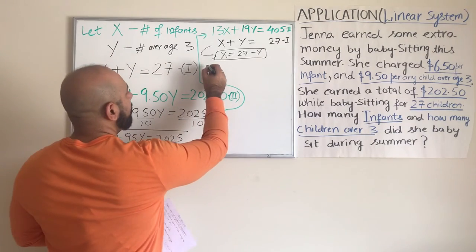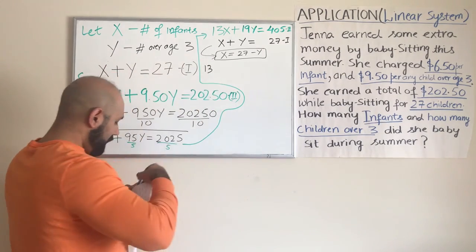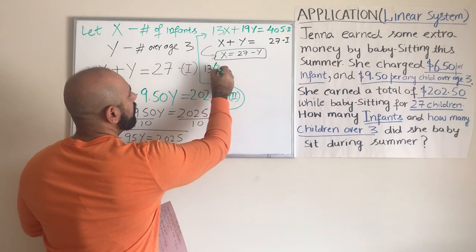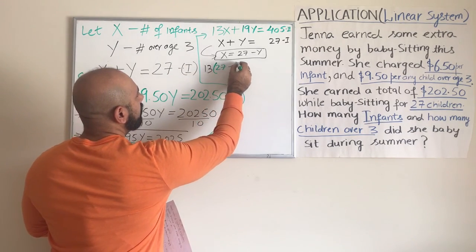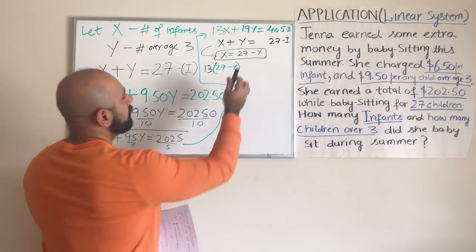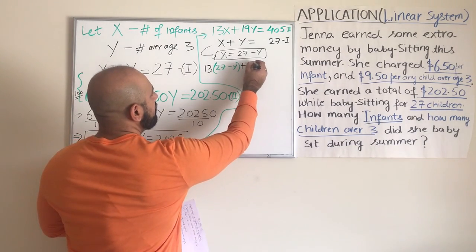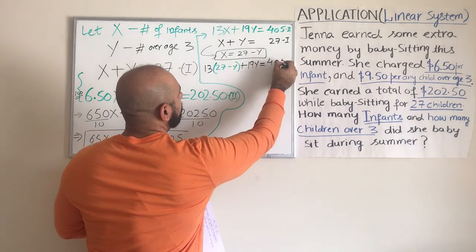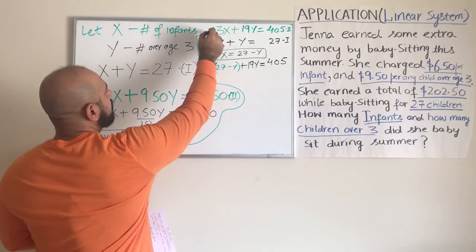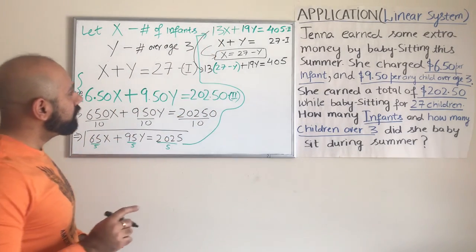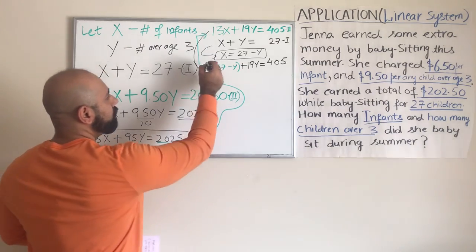Okay, so I'm going to take this back here. So it is 13, and then x will be replaced by 27 minus y. That is my x. And then I'm going to add 19y equals 405. Okay, guys, this is my equation 2, but now I have substituted the value for x. Now we already know what to do with this 13.